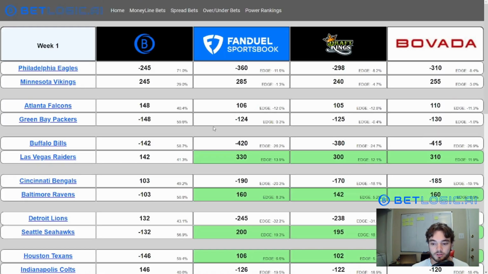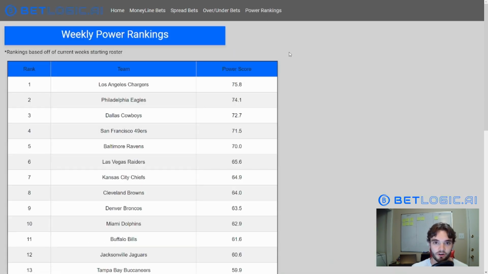But a good way to check to see where our model fits specific teams and what it thinks of specific teams is to go into this power rankings section here. Now, I will preface this by saying that by no means would we say this is the end all be all for power rankings, or even a great list of 1 through 32, which teams are the best, which teams are the worst. But this is how our model sees them based off of their current week starting roster.